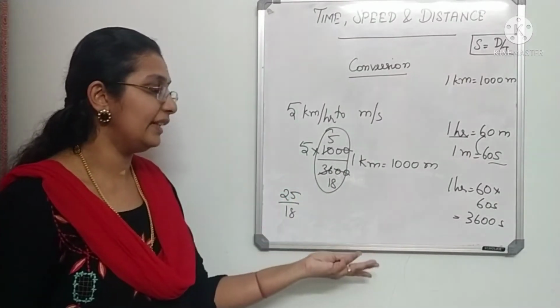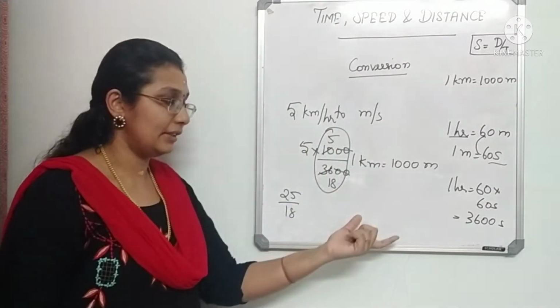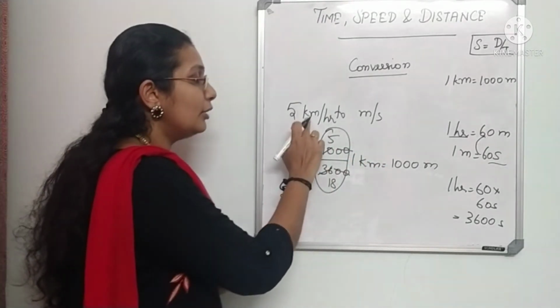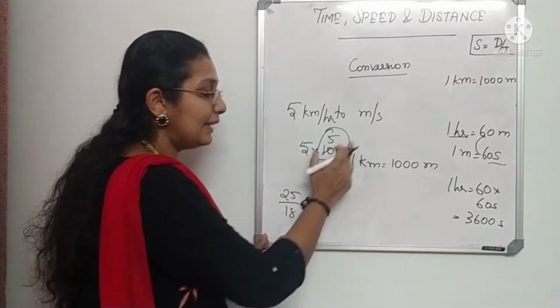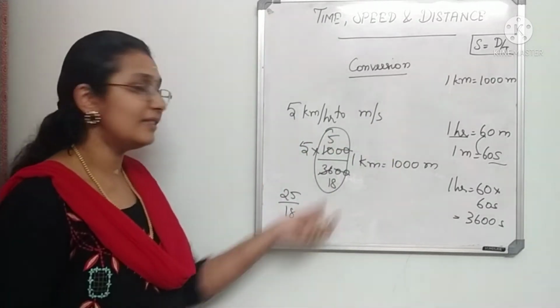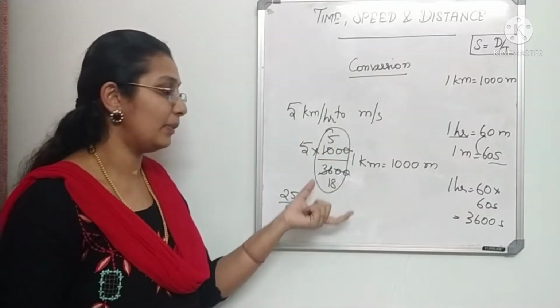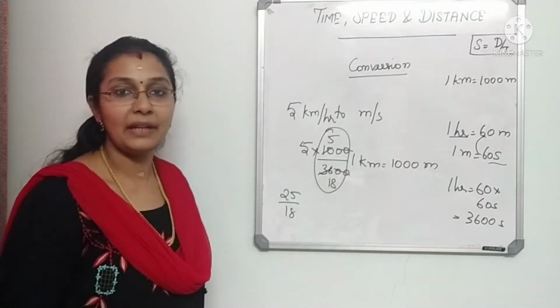Okay, that is not a big deal. To understand, I am saying this. Okay, so in order to convert kilometer per hour to meter per second, you will have to multiply it by 5 by 18. This is a shortcut. Okay, please do remember this. You will have to multiply it by 5 by 18.